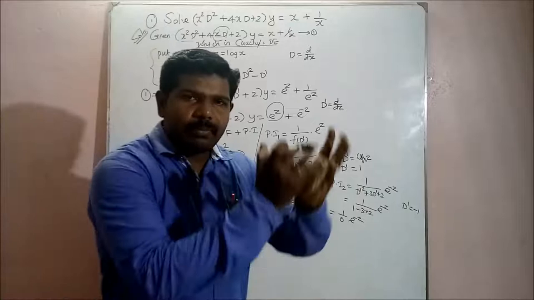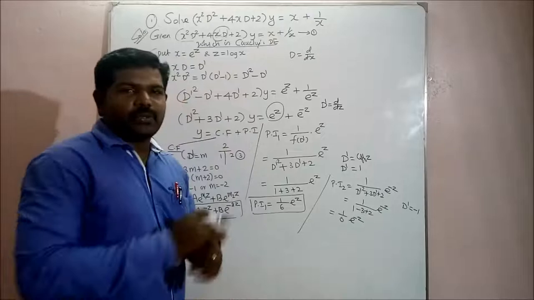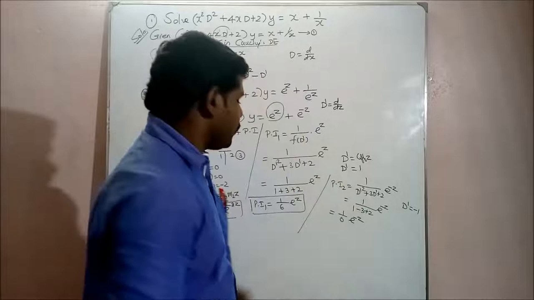Then what we have to do? What we have to do is very important. In the earlier case the denominator never became 0, so we said PI1 is over. But in this case the denominator value becomes 0. So what we have to do is multiply the numerator by z.